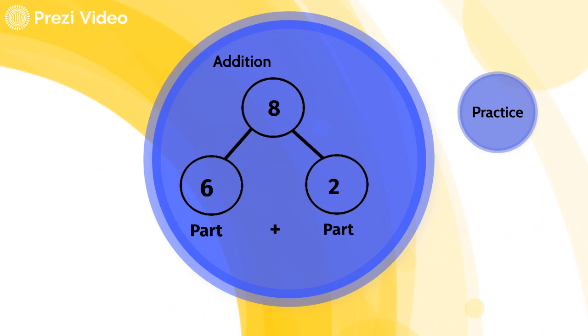6 plus 2 is 8. Good job, guys. We can also say 2 plus 6 equals 8. It doesn't matter what direction you go on the bottom, as long as you know the part plus a part is the whole.